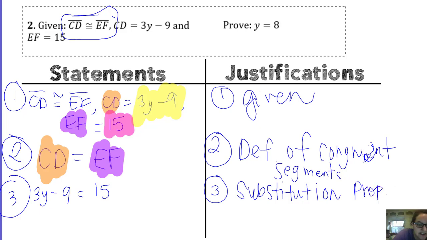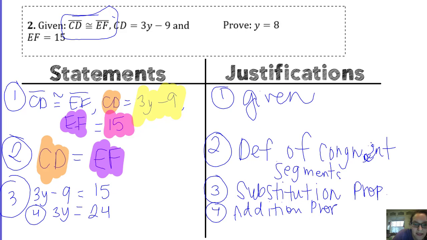And so now you can take it away. I'm just going to solve this for y. So I'm going to add the 9 to both sides. That gives me 3y equals 24, addition property. And then I'm going to divide by 3 on both sides to get y equals 8, division property.